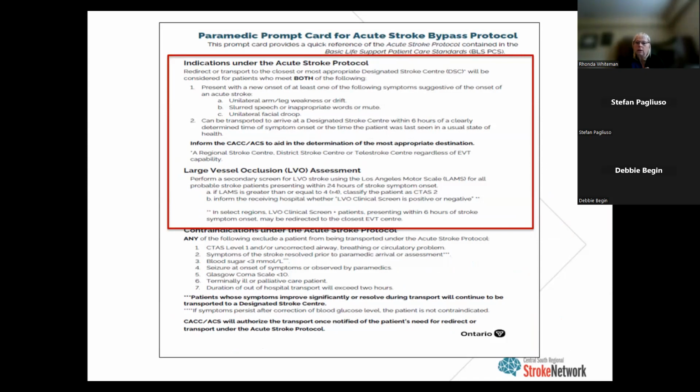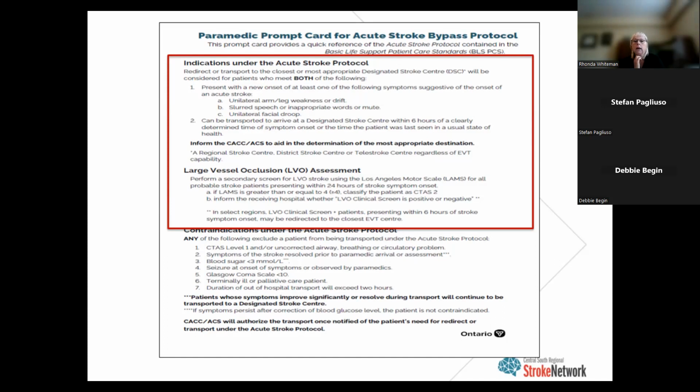The paramedics also screen in the field with a tool called the LAMS for possible stroke, large vessel occlusion, so large vessel occlusion strokes eligible for EVT. It used to be up to 6 hours, and in March of this year, they started using that up to 24 hours from last known well. We know endovascular therapy patients are eligible for up to 24 hours, and so now the paramedics will screen up to 24 hours.